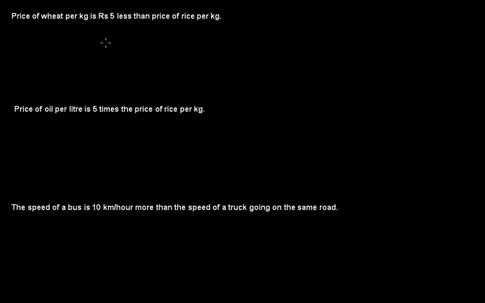Here we have, price of wheat per kg is ₹5 less than price of rice per kg. The wheat's price per kg is 5 less than price of rice per kg. So if we take B, we can take any variable, okay? It's not necessary that we have to choose some particular variable.